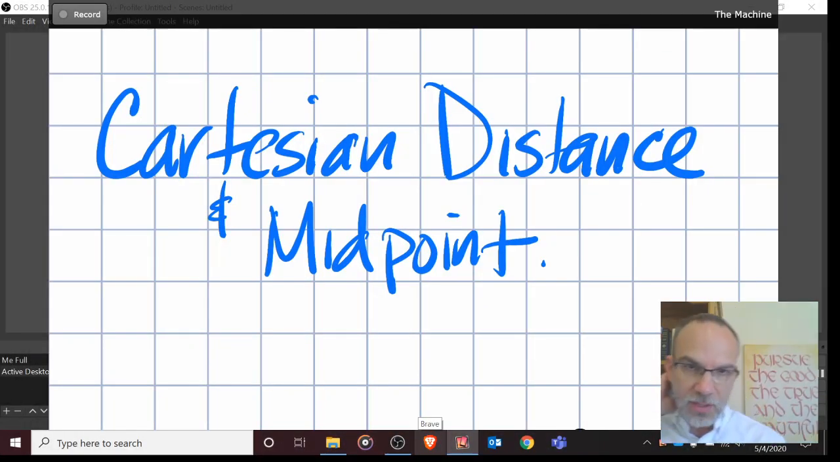And let's talk about Cartesian distance and midpoint. What do we mean by Cartesian? Well, I'm talking about the kind of space system that Rene Descartes invented, which is basically two number lines at right angles to each other. You're commonly familiar with this X and Y grid space. That's Cartesian space. It's the Cartesian coordinate system.